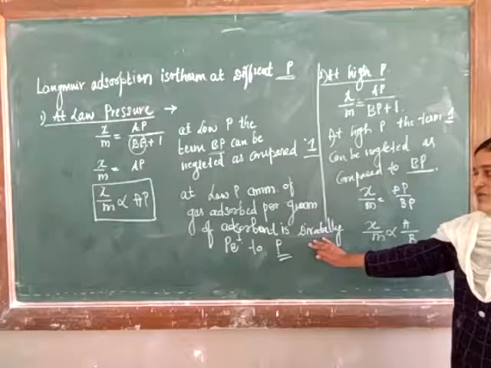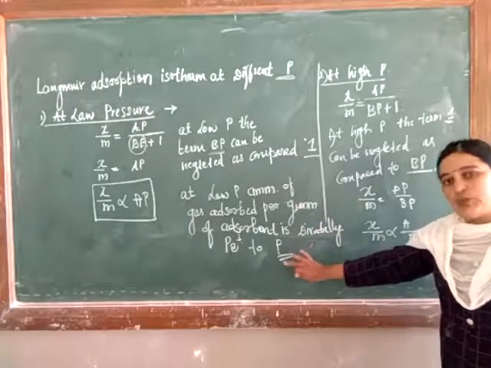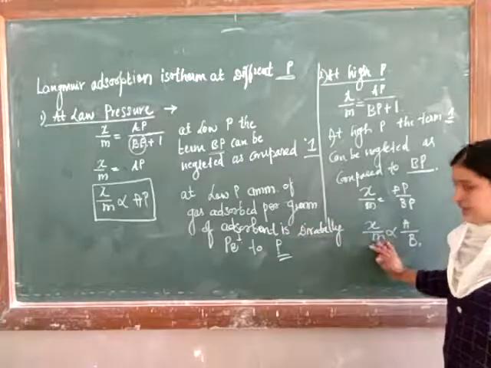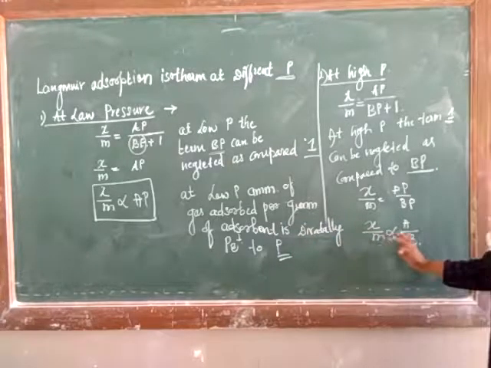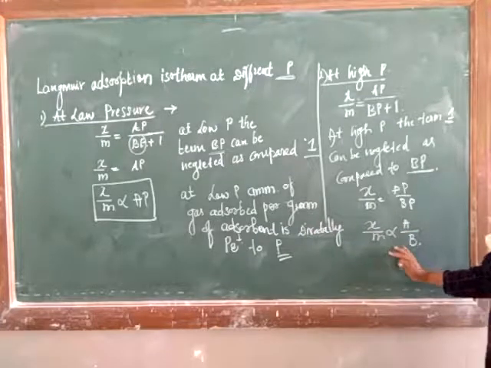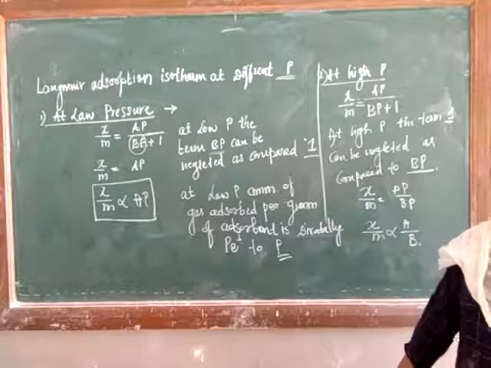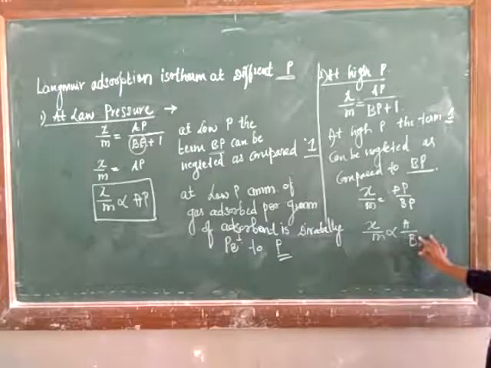At low pressure, we saw that the amount of gas adsorbed per gram of adsorbent is directly proportional to the pressure. But at high pressure, the amount of gas adsorbed per gram of adsorbent is constant. And here, is there any bare or unoccupied surface area present for further adsorption?